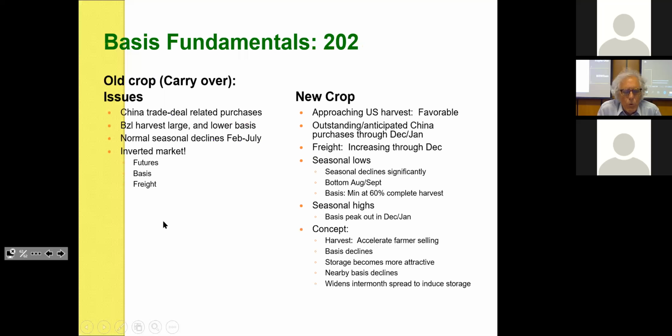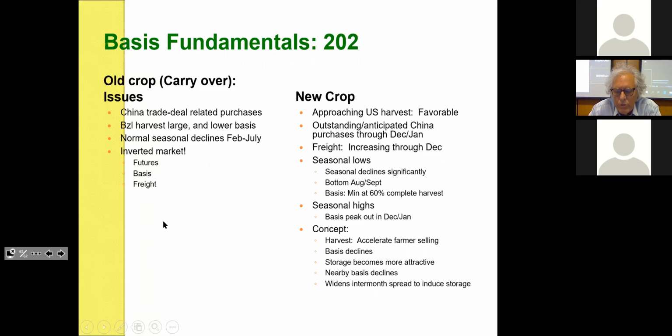So just as I look forward in 2020, not 2002, in the old crop, everything is being dominated by the China trade representation of Phase One, the end of Brazilian harvest and the lower bases there. The normal seasonal declines into February to July, and now we have inversions across all of our core markets. Looking at current new crop, we have favorable growing conditions. Frayne spoke on that yesterday. We have outstanding or anticipated additional Chinese purchases, as I showed you, probably for the period of time October through December, though they're going to have a delicate balance on the freight issue.